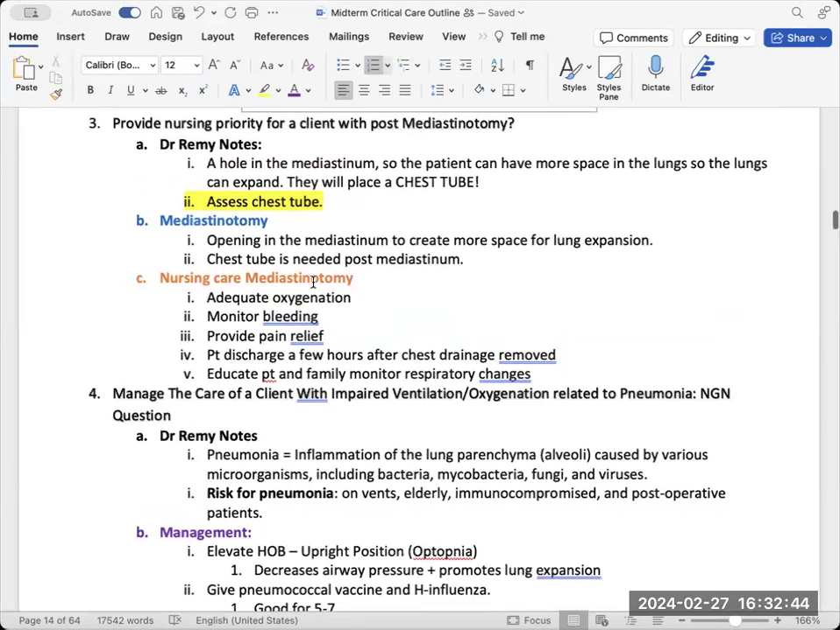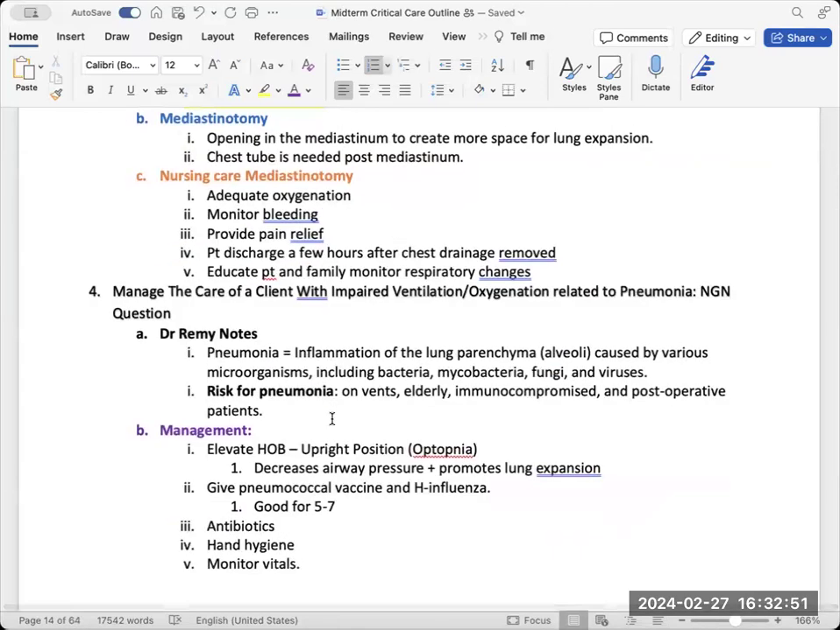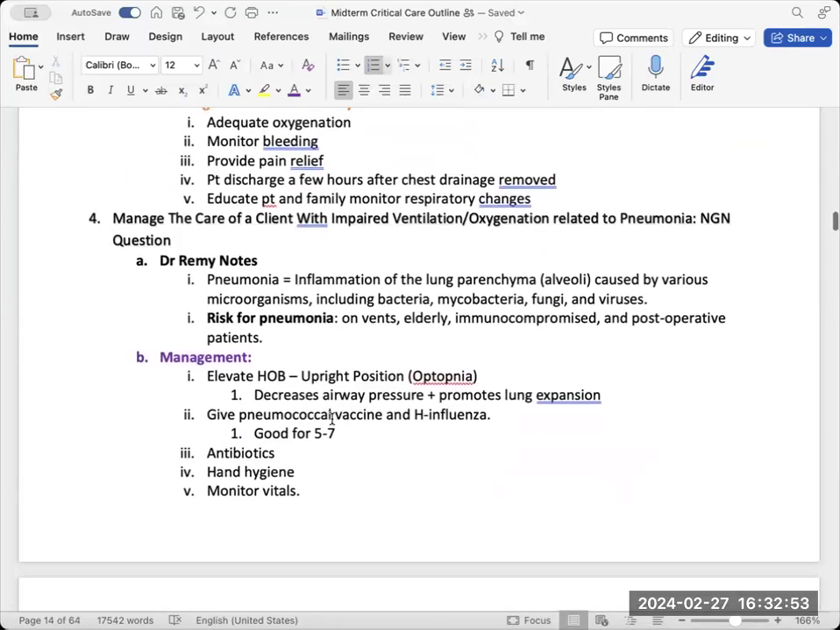Okay, so like I said, chest has a big hole, so obviously we want to make sure that they're able to breathe and they have no airway obstructions and things like that.